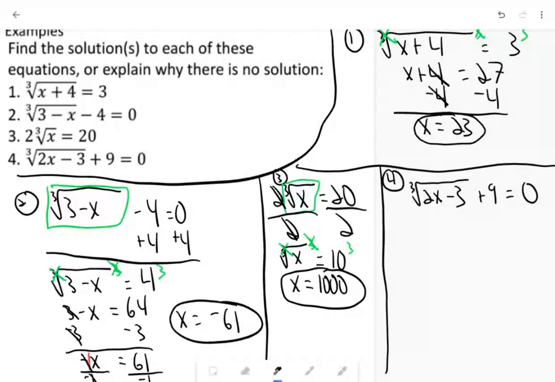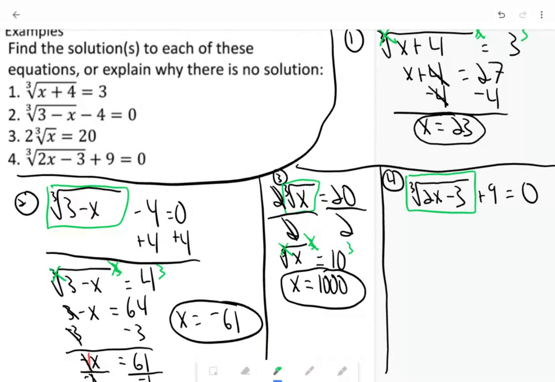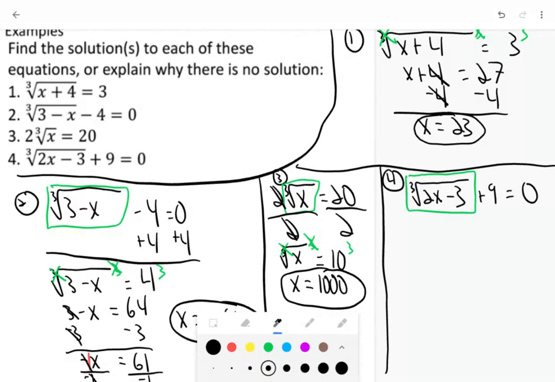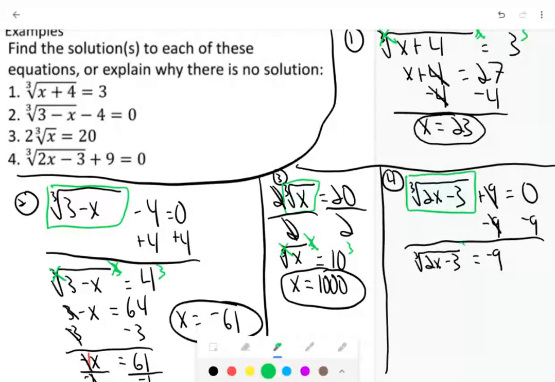Number 4. Once again, I have some isolating that I need to do. So I have to subtract 9 from both sides. So I have the cube root of 2x minus 3 equals 0 minus 9. I now need to cube both sides. So that leaves me with 2x minus 3 equals negative 9 cubed.